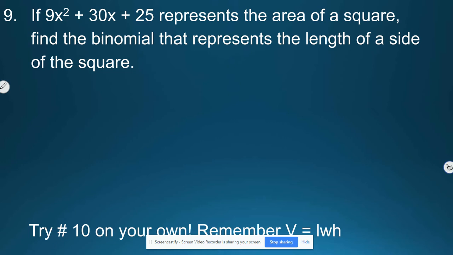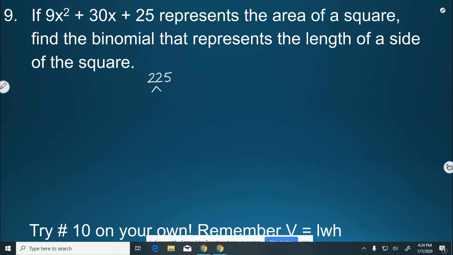So 9, 30, and 25 do not have any common factors, so we have to use the process of factoring the trinomial by grouping. So we start with 9 times 25, and 9 times 25 is 225. And we want to find the factors of 225 that have a sum of 30. And that would be, if you're savvy, 15 and 15. 15 times 15 is 225. I know that because it's a perfect square. And 15 plus 15 equals 30. And I was also thinking it had to be the same since this is a square.